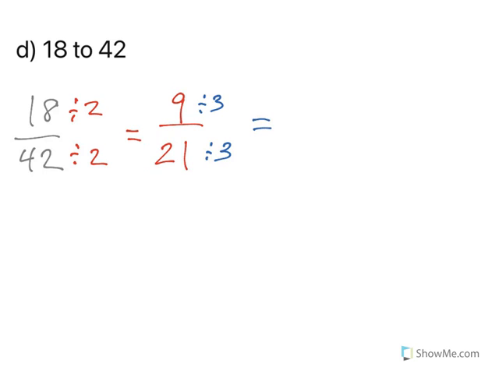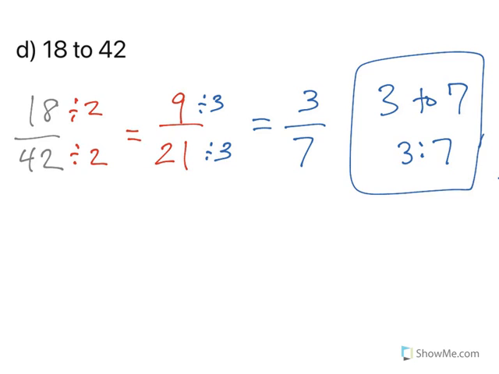Doesn't matter. 9 divided by 3 is 3. 21 divided by 3 is 7. Whether it takes you 1 step or 2 steps, you're going to get there, right? That is the big key. So I have 3 to 7, or 3 colon 7. All three of those are correct. And again, reduce with what makes sense to you. Do it on your time, your terms, your number of steps, because that is what matters.